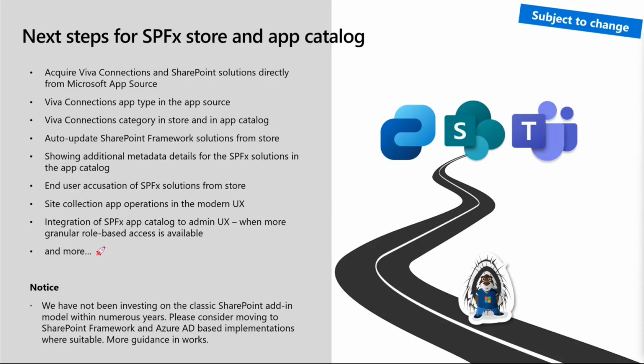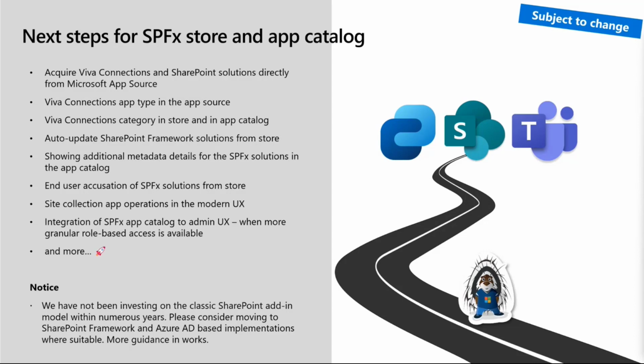The Viva Connections category will be in the Store and in the App Catalog, so you can start thinking about abstractions on top of that app catalog. So it's more about the Microsoft 365 hosted apps, and then where you are targeting that, in Viva Connections or SharePoint or in Teams, it will have different views. We're working also on auto update of SharePoint Framework solutions from the Store. So if you're an ISV and you have a newer version there, and the administrator allows that auto update to happen, that's going to be happening behind the scenes if you choose to do so.